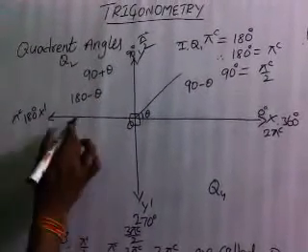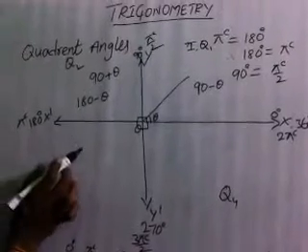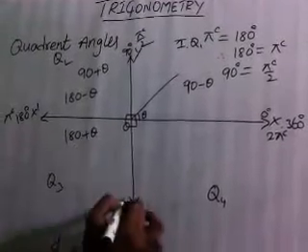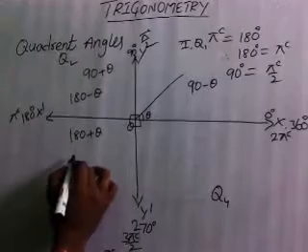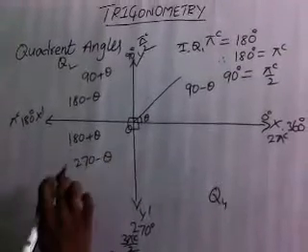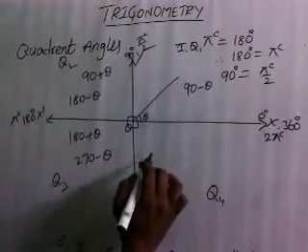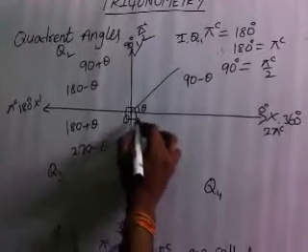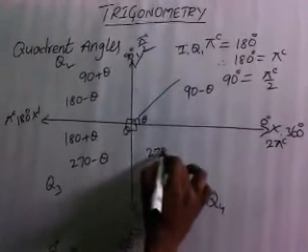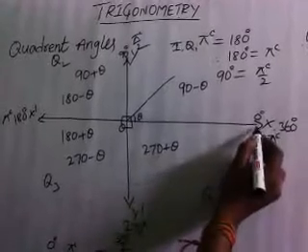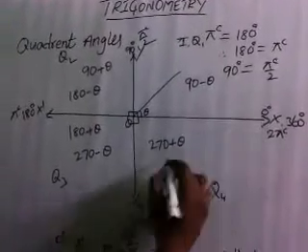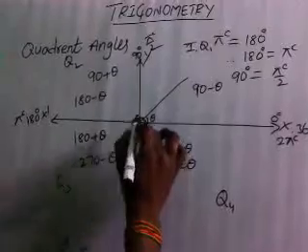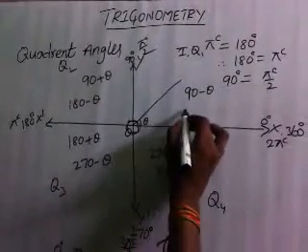Now come to the third quadrant. In the third quadrant we are crossing 180, which means above 180, and the boundary angle is 270, so below 270. So 270 minus theta. Now come to the fourth quadrant. In the fourth quadrant, the starting angle is 270. Any angle in the fourth quadrant is above 270, so 270 plus theta. The final boundary angle is 360, so the angle is below 360, 360 minus theta.